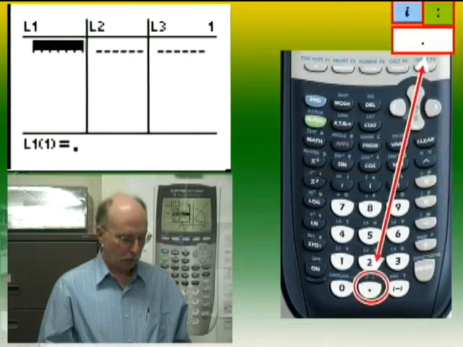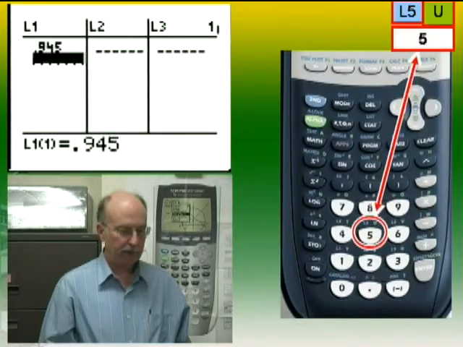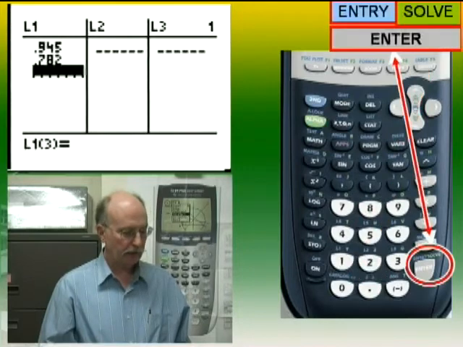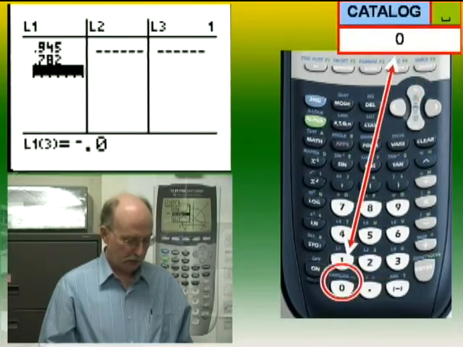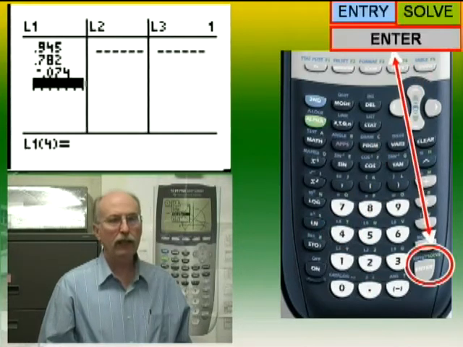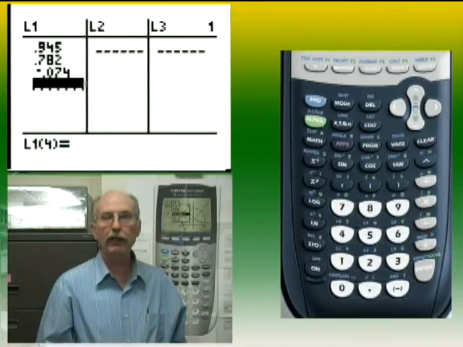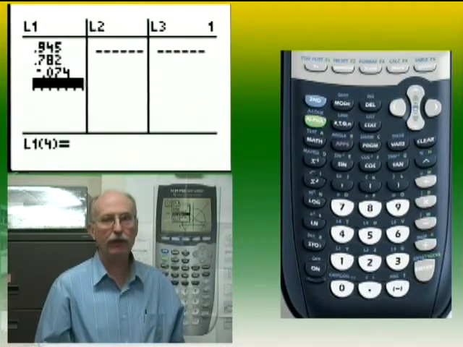The first one is 0.945, enter. The next one is 0.782, enter. The next one is minus 0.074, enter. And now we're going to stop the tape. We'll leave it frozen here on this screen. If you want to enter the rest of the data, feel free to do so. And we'll pick it up when I'm done entering all the data.